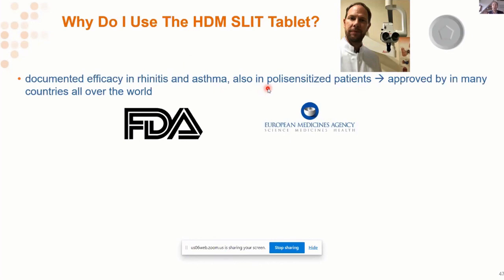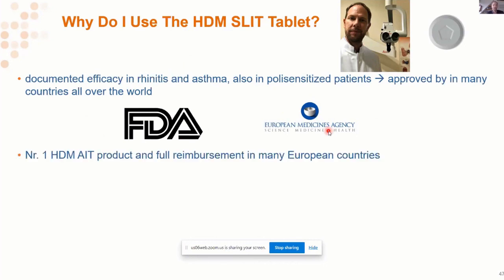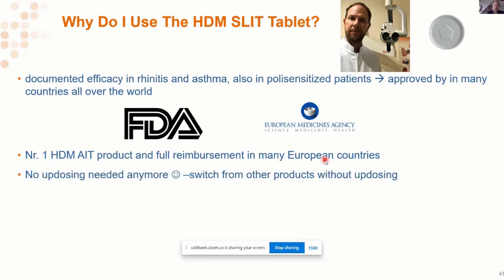I have not shown to you these data in the polysensitized patients, but effect size is exactly the same, independently if you have monosensitized or polysensitized patients. The product is also approved by many authorities all over the world. And for me, the most important are the FDA and European medicines agencies, and it's approved by both of them. So there I really can be sure that this product is working and this product is well documented. In Germany, it developed to the number one house dust mite AIT product, by far the most prescribed AIT product for house dust mite allergy. And it also has the full reimbursement in many European countries.